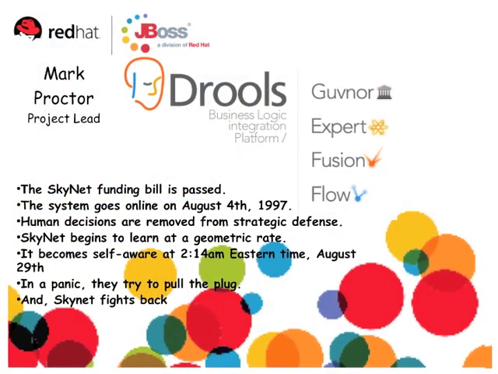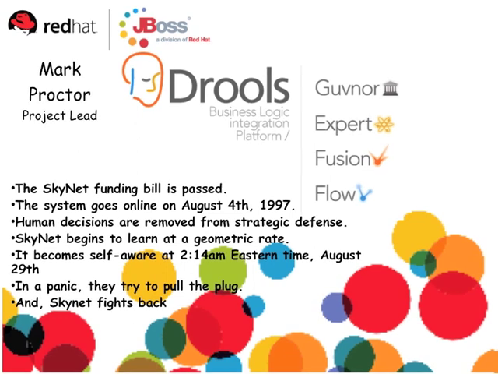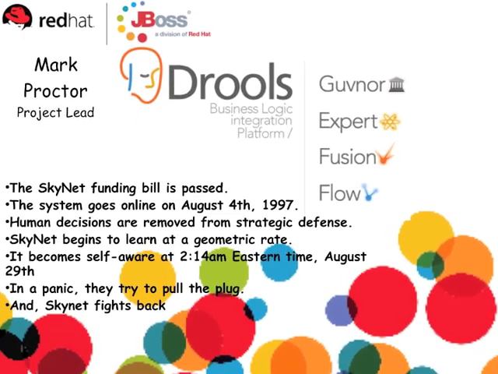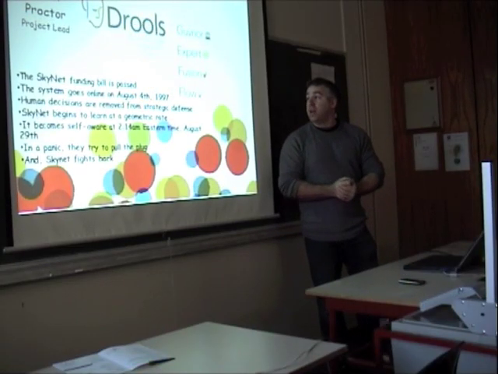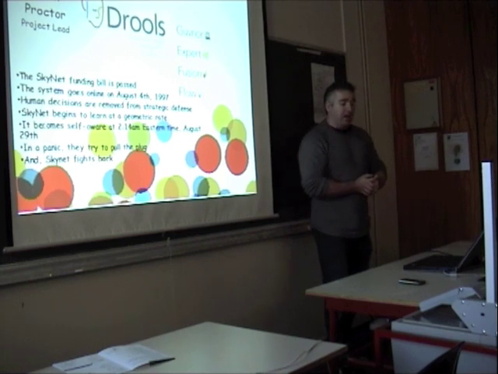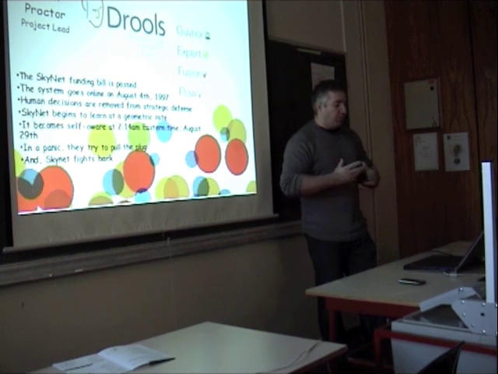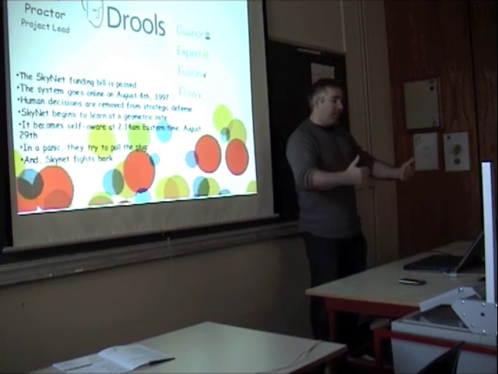So Drools is made up currently of four main parts. There's Guvnor, which is about the server-side management, authoring, all the web stuff, the operations. Expert is now the rule engine side, the logic side. Fusion is for the event processing side, and Flow is, we started off with a thing called RuleFlow, and it became quite quickly obvious that rules and workflow sit side by side.